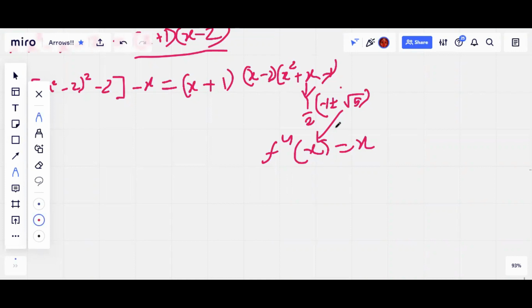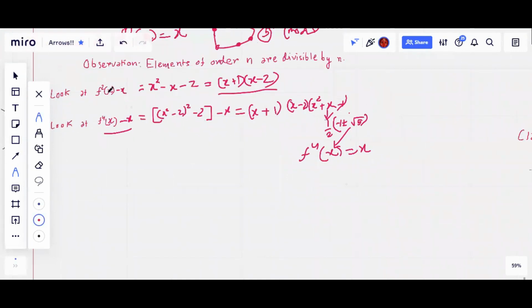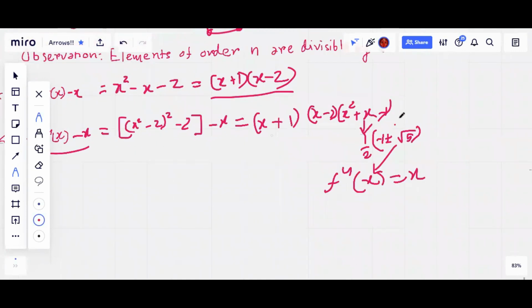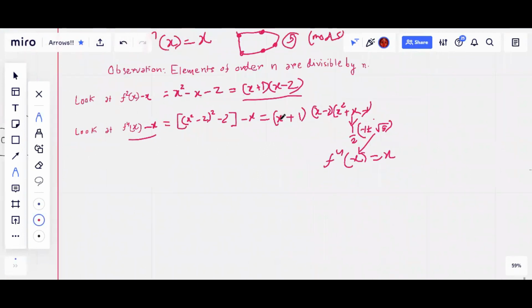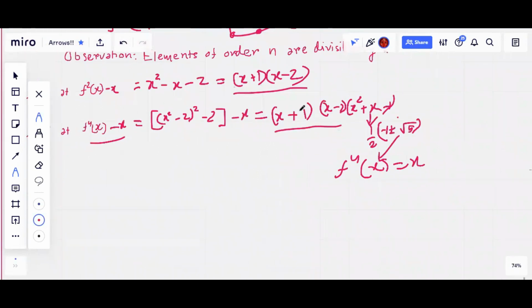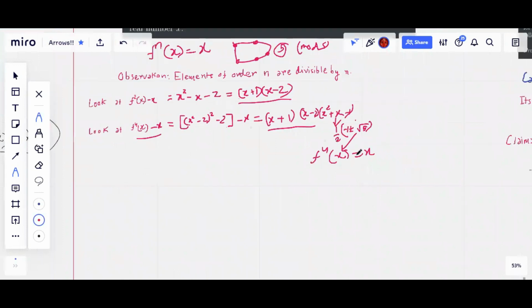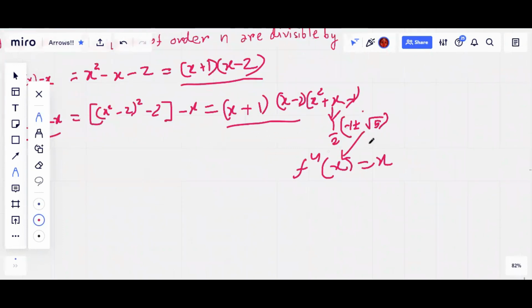And 4 is the order here because in f square of x minus x, these two terms don't occur. Whereas this x plus 1 and x minus 2 occur in f square x. And therefore, the order is 2 and not 4. Whereas these two numbers have order 4. But there are only two such numbers which have order 4, as you can see.